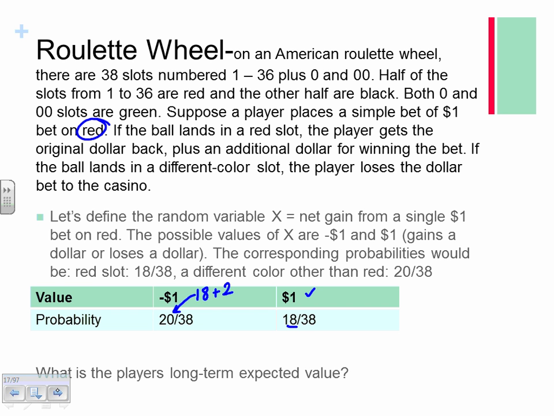Basically you're going to take -1 times 20 over 38 and 1 times 18 over 38, and I got -0.0526. And what does this mean? It tells you in the long run, for each time you play, you're going to lose about 5 cents per roulette spin. So that's over many, many spins. That's the long term.